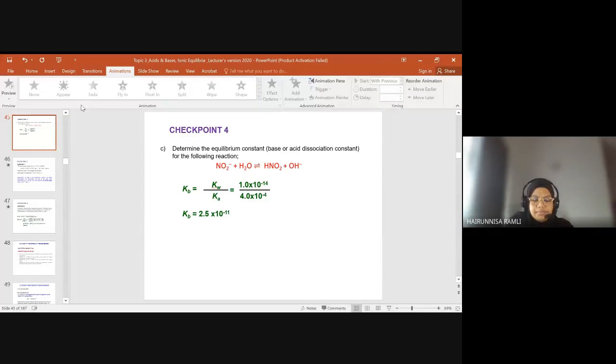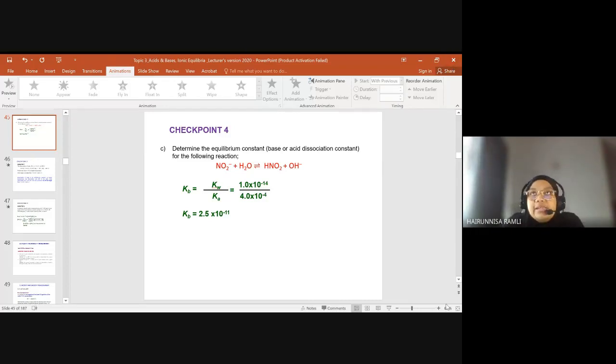You also learned the values of Ka and Kb, the equilibrium constants for acid and base, and we also have Kw, and then pKa, pKb, pKw. What is p? P is actually the negative log. Same goes for pH and pOH. pH is negative log H3O plus, while pOH is negative log OH minus. So itu semua you belajar last week.